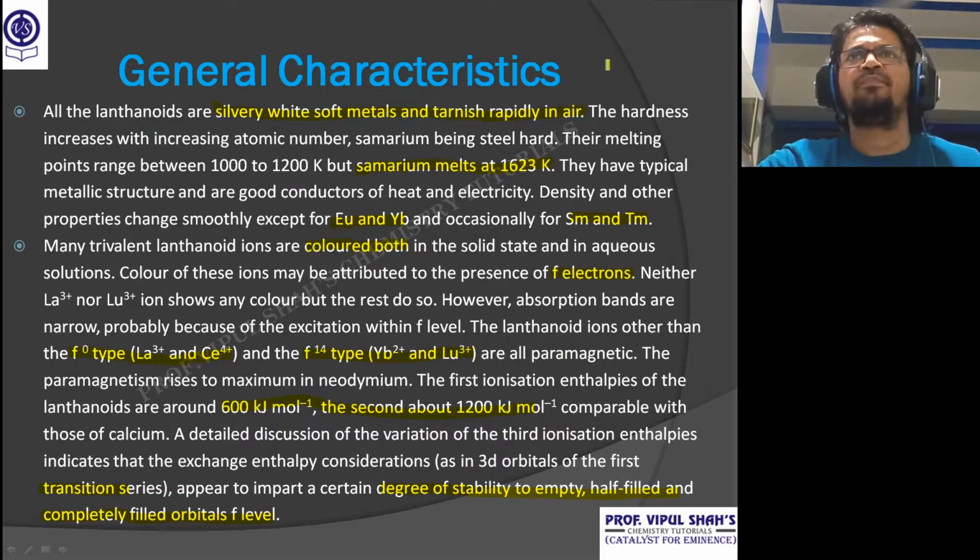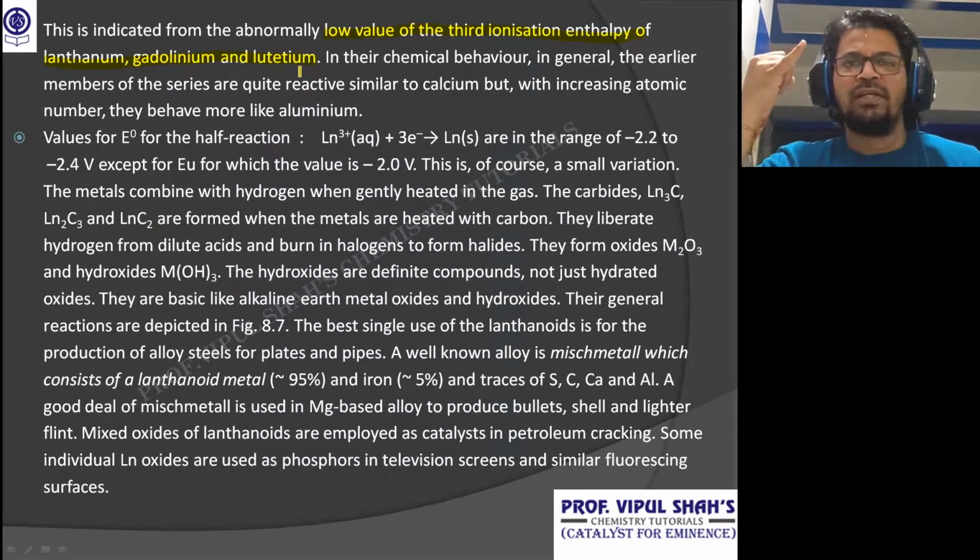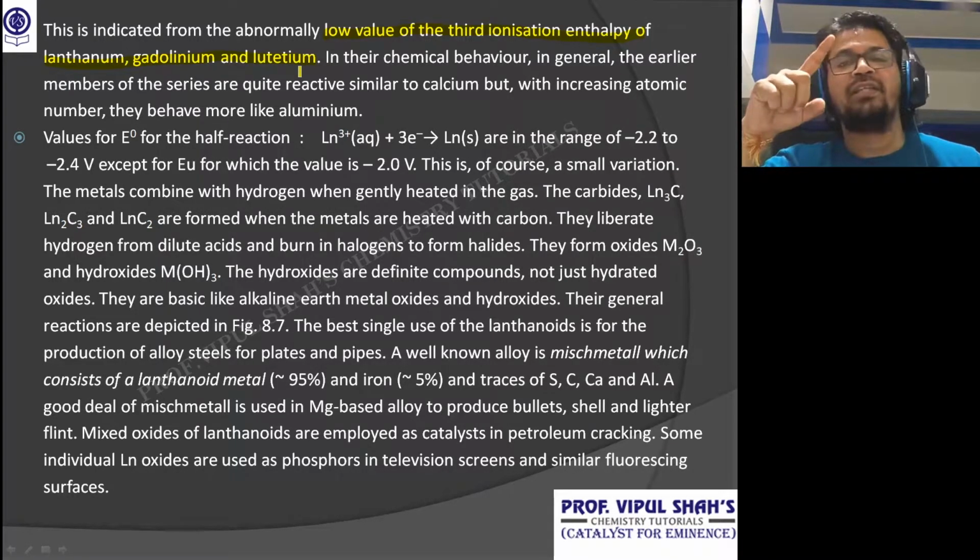That's one. Moving next. Now the next part says the abnormally low value of the third ionization enthalpy is of lanthanum, gadolinium and lutetium. For lanthanum it was F0, gadolinium was F7 and lutetium was F14. So empty, half-filled and completely filled.